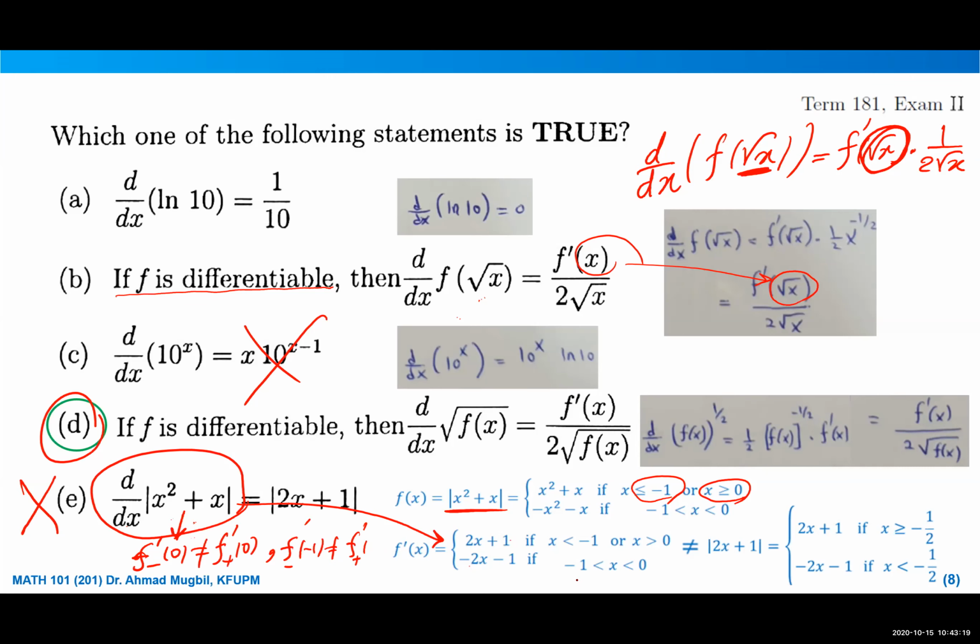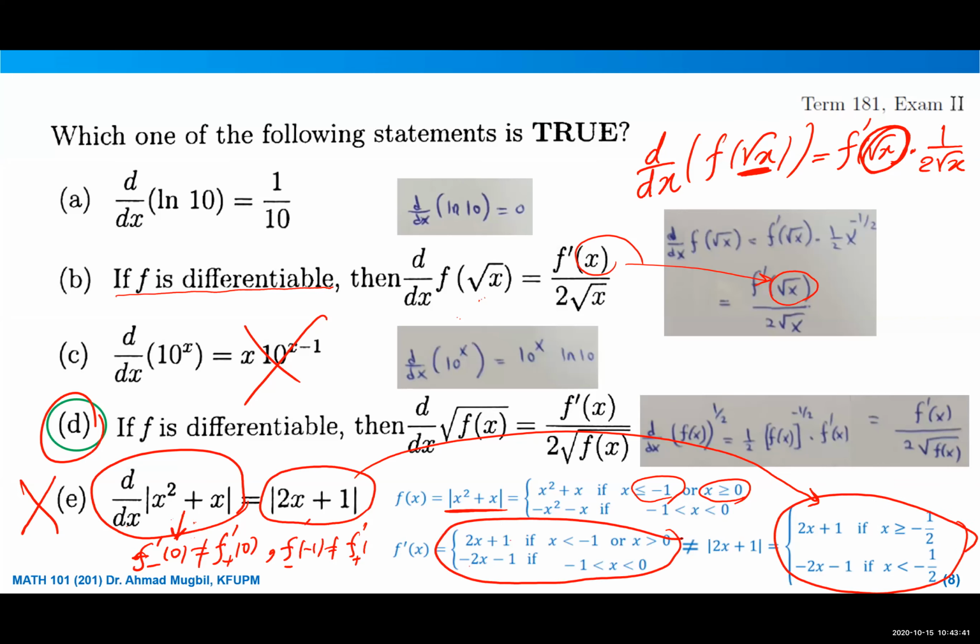But look at this. The absolute value of 2x plus 1 is 2x plus 1 and negative 2x minus 1. But this one, this is when x is greater than negative 1/2, and this is when x is less than 1/2. And look, are they the same? Is this function the same as this function? Of course not. They are not the same.